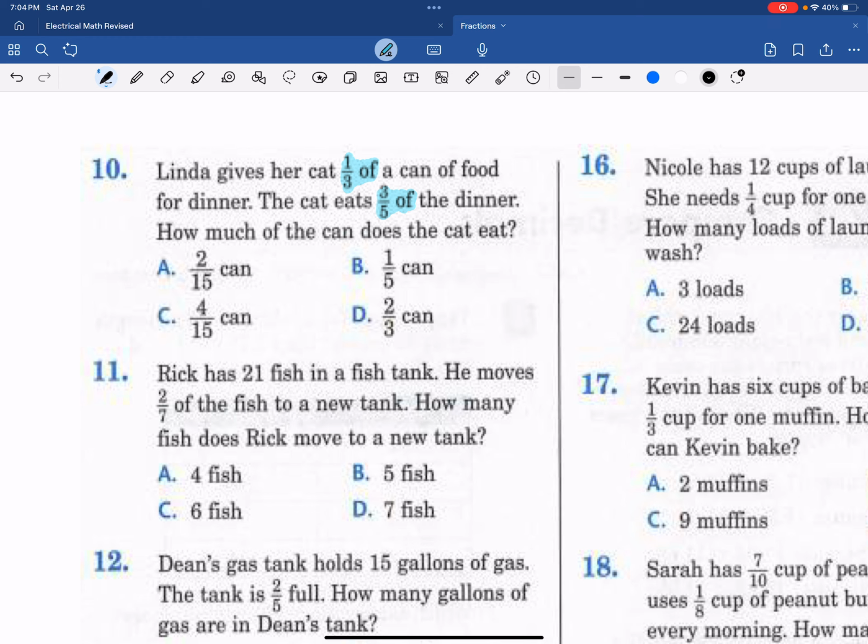So let's think about this. We know that the cat gets 1/3 of the can, and we know that the cat only eats 3/5 of that 1/3. So this is multiplying, because that word "of" is telling me that I need to multiply. You can cancel this way. 3 into 3 is 1, 3 into 3 is 1, and then you have some pretty basic multiplication to do. The cat eats 1/5 of the can, and that is B as in Bravo.